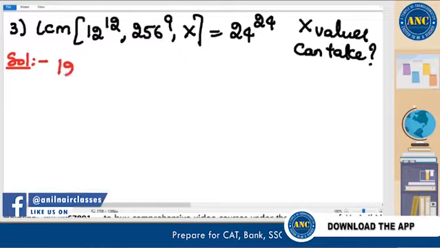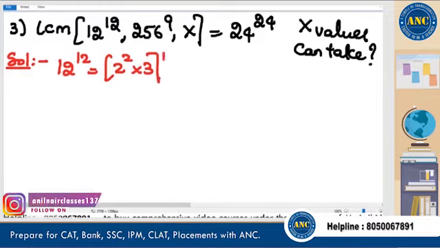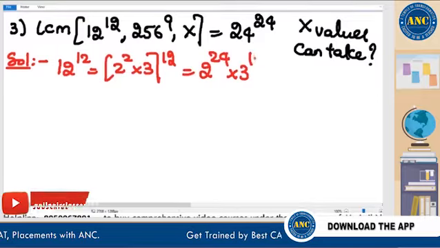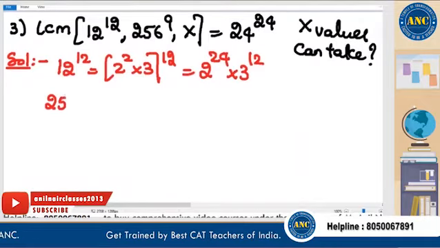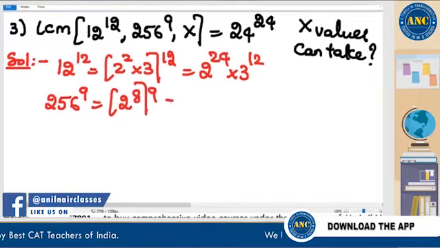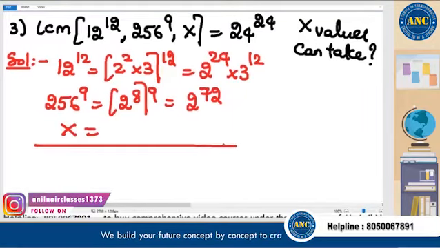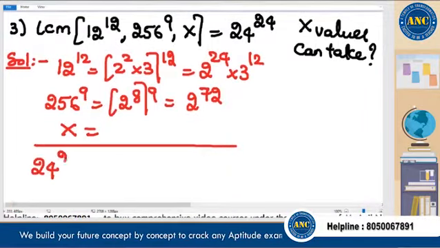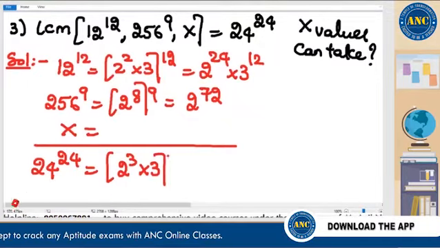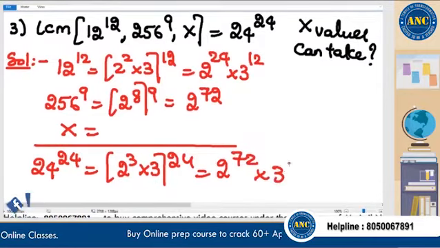Same approach. 12 power 12, 12 is nothing but 2 square into 3 power 12, which is 2 power 24 into 3 power 12. 256 power 9 is 2 power 8 power 9, which is nothing but 2 power 72. X I don't know, but I know the answer is 24 power 24, which is nothing but 2 cube into 3 power 24, which is 2 power 72 into 3 power 24.